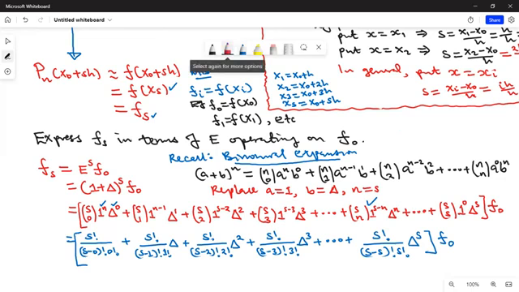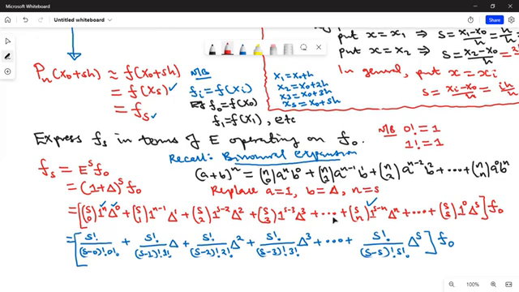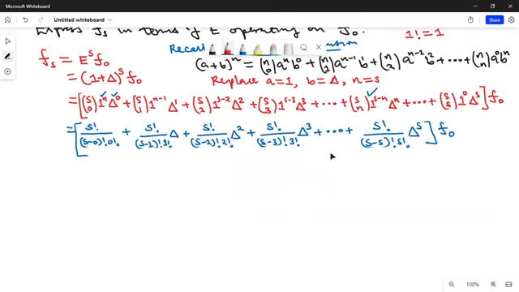Take note that 0 factorial is equal to 1. 1 factorial is also equal to 1. So what will we get? Let us simplify these factorials now. This is what we'll have.